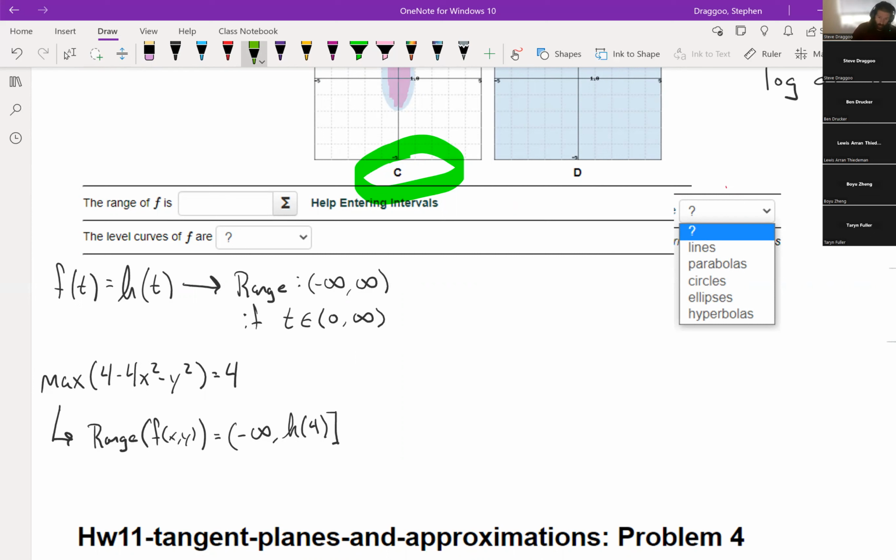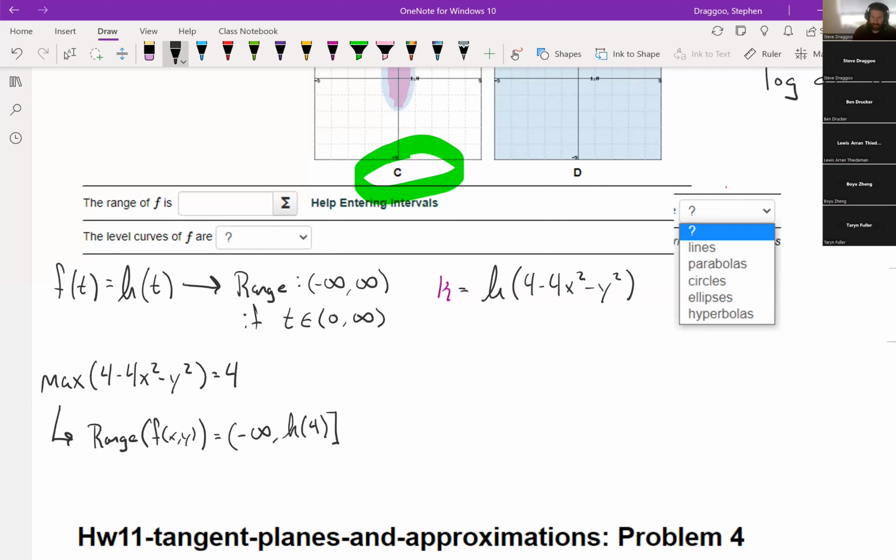So I want to think of my function value, or my function's output, as a z value. And if I'm looking at the level curves, I'm looking at a specific value for z, so some constant value for z. I'm going to call it k. So k is going to be equal to the natural log of 4 minus 4x squared minus y squared. And really the only variables I'm particularly interested in here are x and y. Z is going to be just a constant.